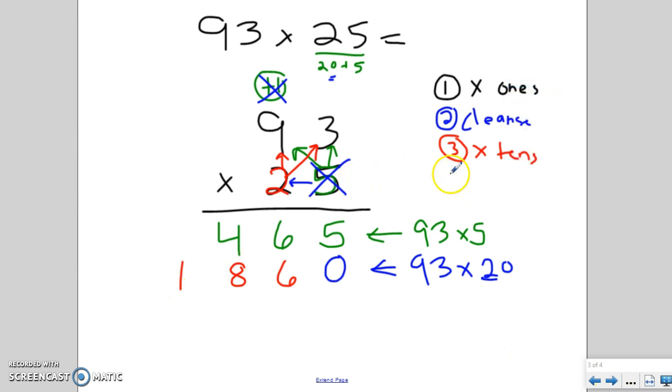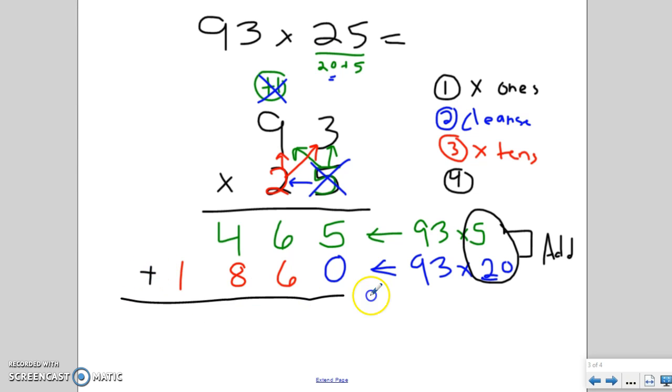So now, I need to take my pieces. These are both of my pieces of my answer. They're called partial products, parts of the product. And of course now we need to add them together because we don't care what 93 times 5 is. We don't care what 93 times 20 is. We want to put those two together because it was 25. That was our factor. So I'm going to go ahead and add these together. You'll notice I did not put a comma here in 1,860, and that's because I don't want my comma to look like a 1. I'm going to save my comma for my final answer.